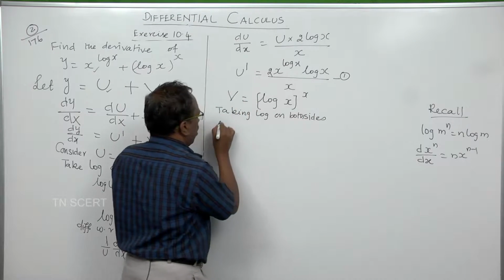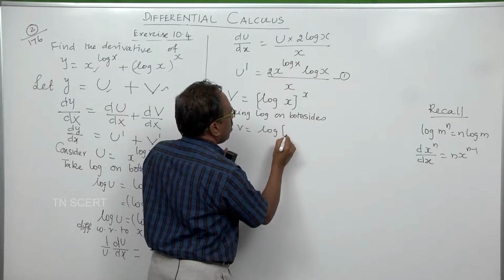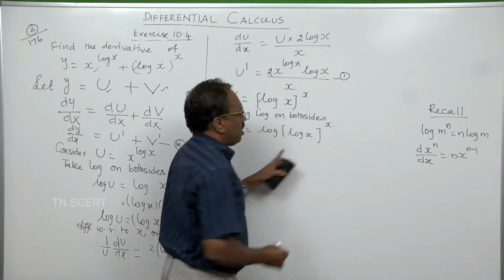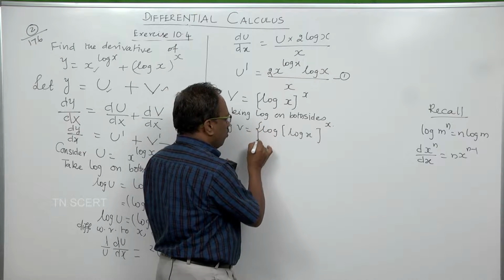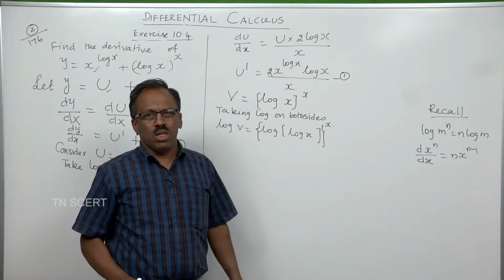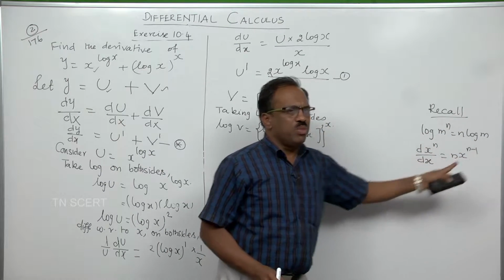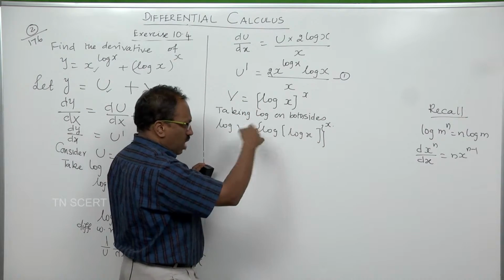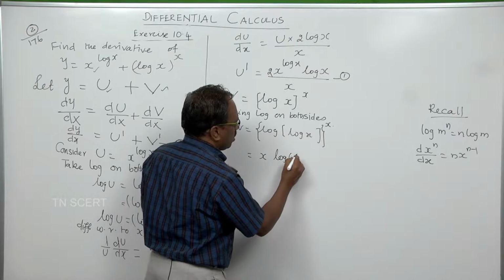So here, log v is log of log x whole power x. Remember that the power goes up front. So here there is a function of function, log of log x whole power x. As I told you, log m power n is n log m. Here this x you bring to the numerator, and the front term is x log of log x.